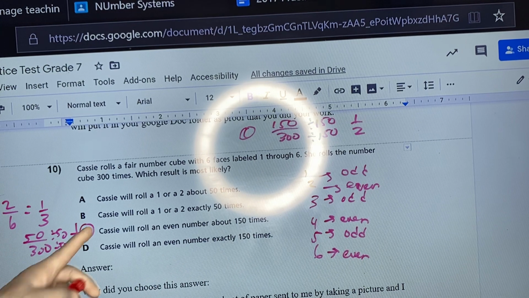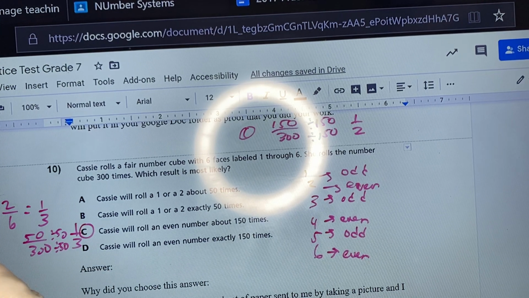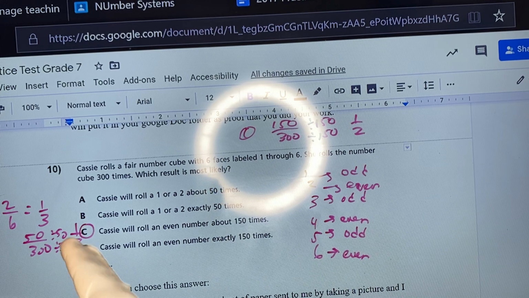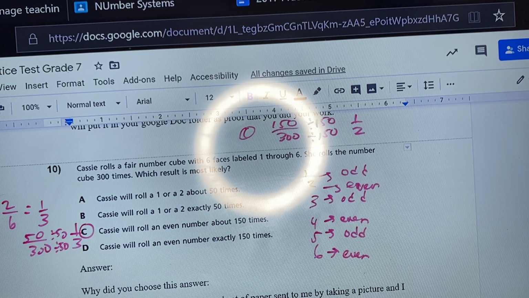And the difference between C and D is the verbiage. The verbiage of exactly and about. Exactly means it's definitely gonna happen. About means you may get 146, 147. You may get 150. You may not get 150, but that number will be close. So I'm gonna go with C.